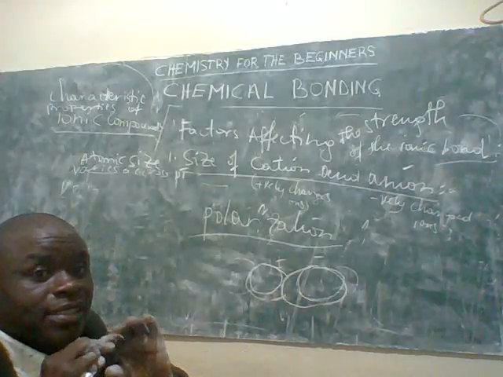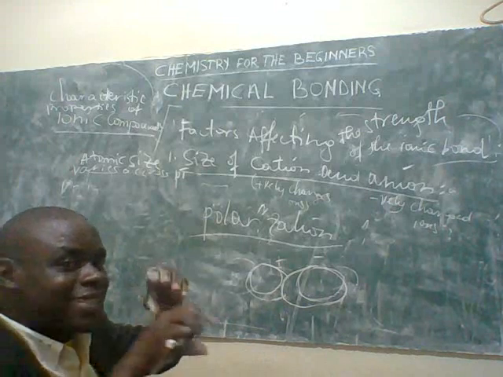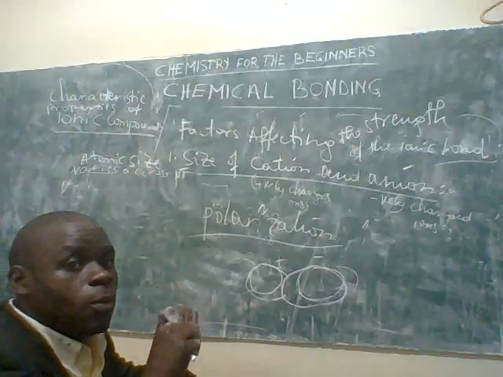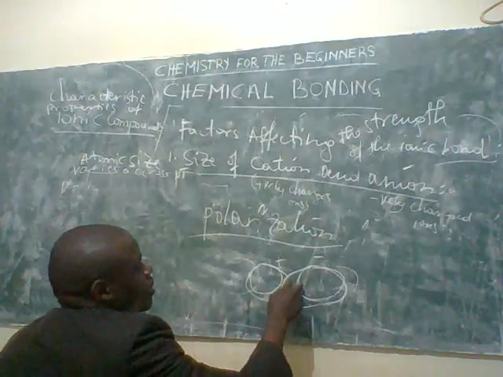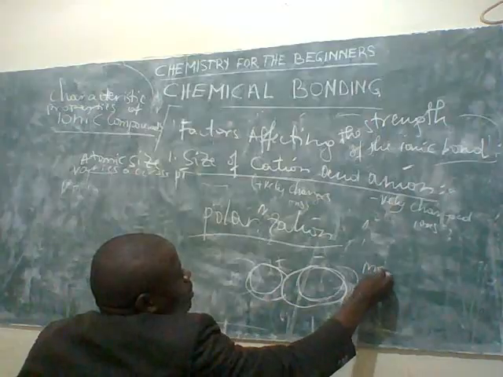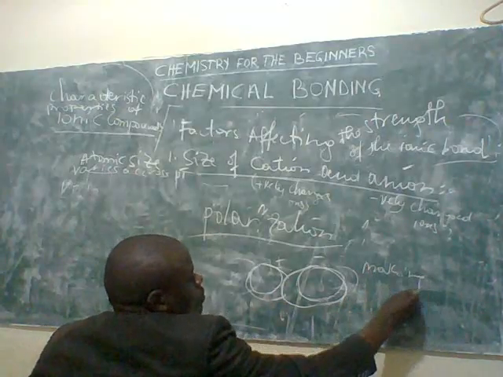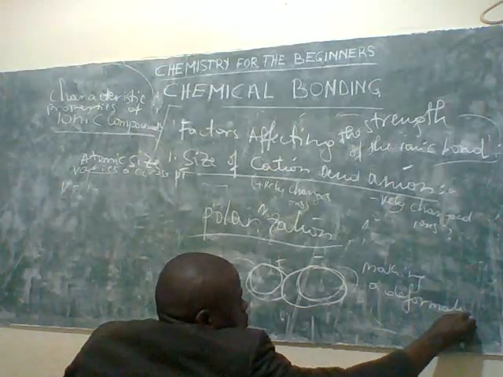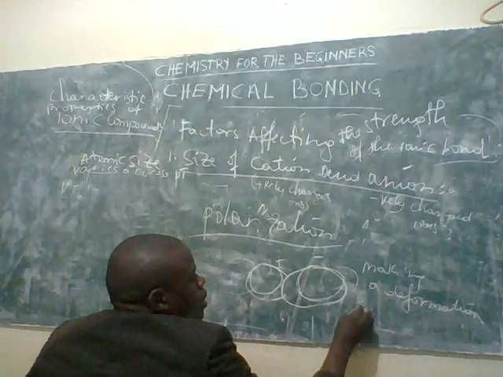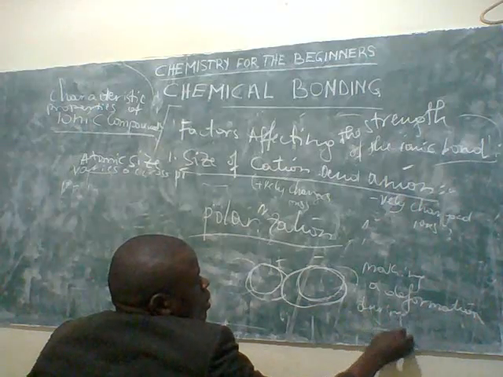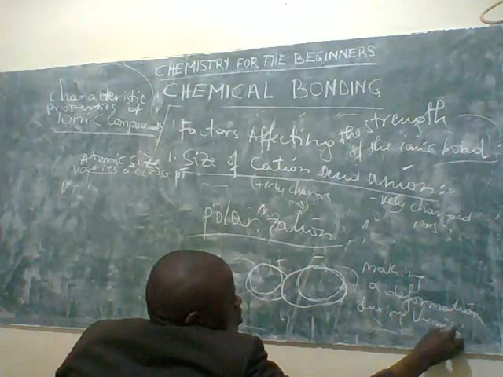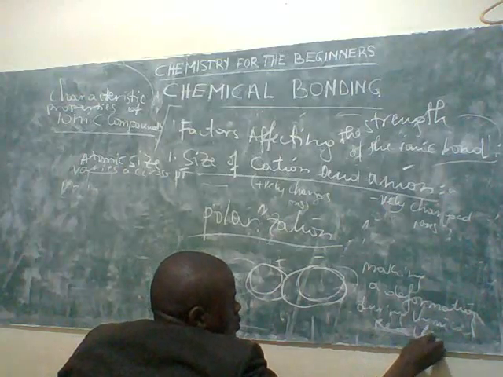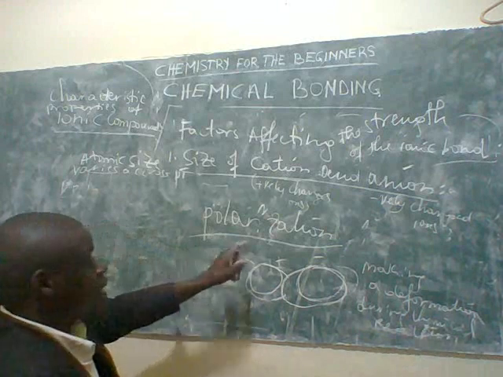It becomes polarized. It changed the form. It makes a deformation during the chemical reaction. This is what we call polarization.